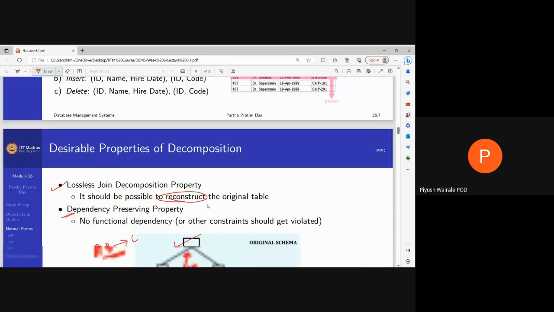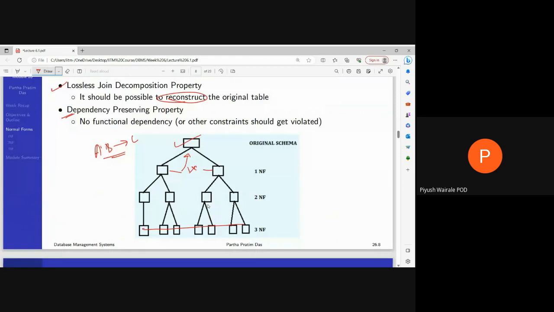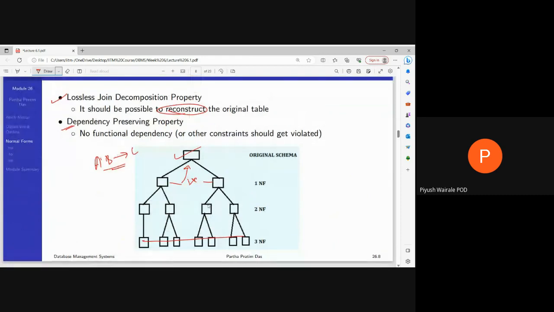Now the lossless decomposition property, as we discussed at the start of the session, means it should be possible to reconstruct the original table. Suppose we have relation R decomposed into R1 and R2. If I join R1 and R2, I should get the same relation R. That is the lossless join decomposition property.